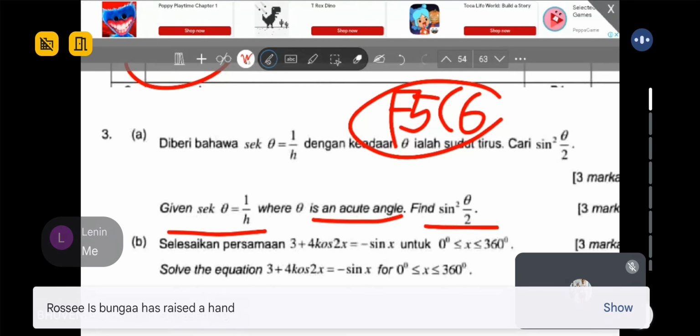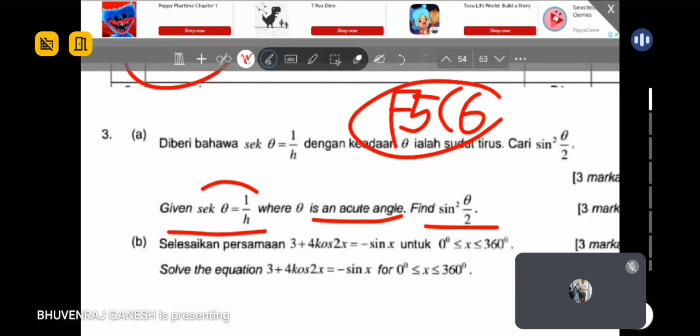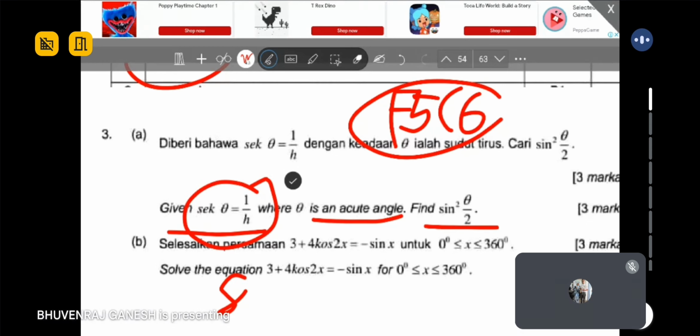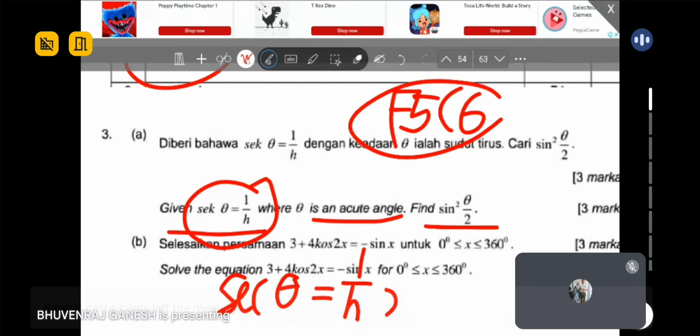Betul ke dia susah? Okay, so this question is: find sine square theta over 2. Okay, very complex. Okay, never mind. You start with this. Mula dengan info yang diberi. So guys, secant theta equal to 1 over h. What is the information you can get here? Apa informasi kamu boleh dapatkan dari sini? If secant theta equal to 1 over h, means that what can you get?